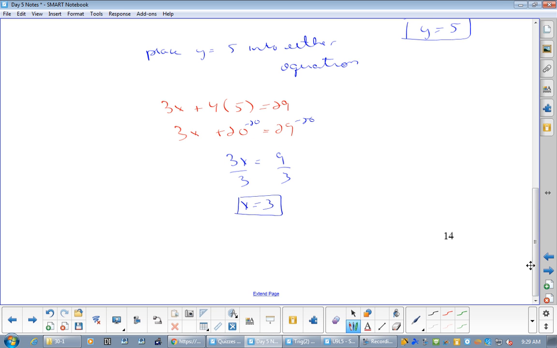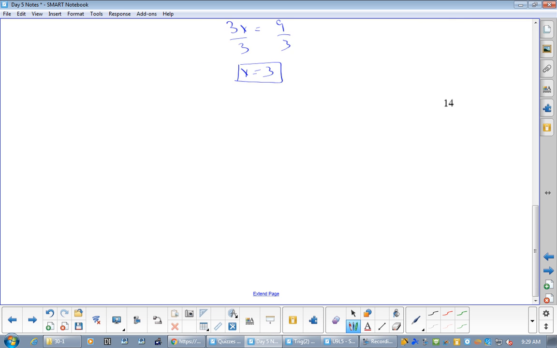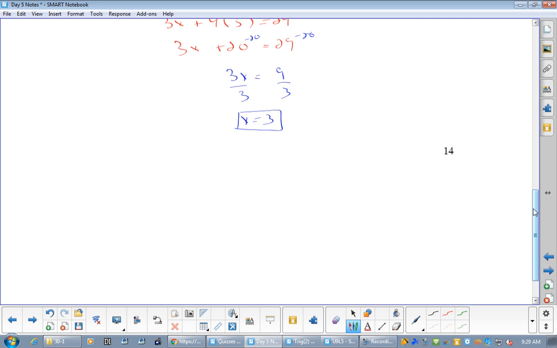Okay? Now, I want you to see this. I want you to see that if my point is 3 comma 5, it should work in both equations. So 3 times 3 plus 4 times 5 equals 29. 9 plus 20 equals 29. 29 equals 29. It works for that one.